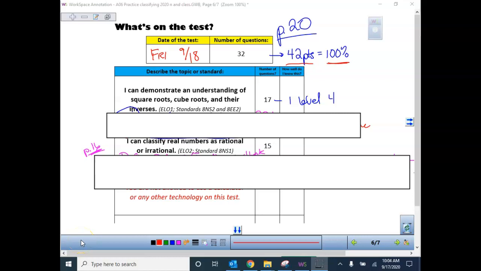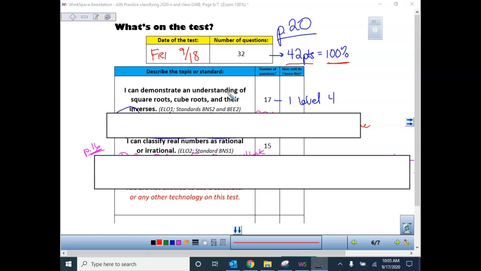Page 20, 32 questions, 42 points, that gives you 100%. This is the first thing you're writing down. This is from our poster. I can demonstrate the understanding of square roots, cube roots, and their inverses. Please put that in the first box.